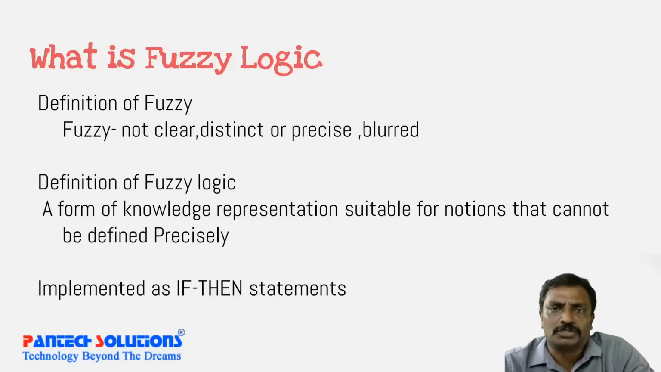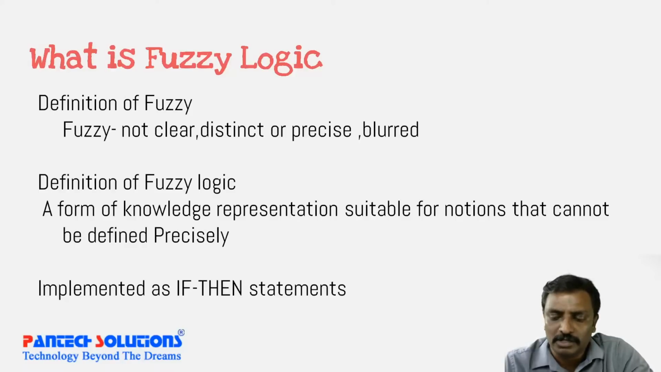So what is fuzzy logic? What is the definition of fuzzy? Fuzzy means not clear, not precise, and blurred. So fuzzy logic is a way to represent the data in a clear manner. It's a representation of a complex if-else technique. If you have more than 200 to 300 if-else conditions, then it is very hard to manage those conditions. In that case, you could use fuzzy logic to represent the data in a clear manner. It is just if-then statements.